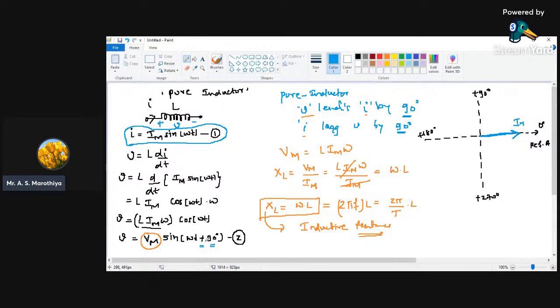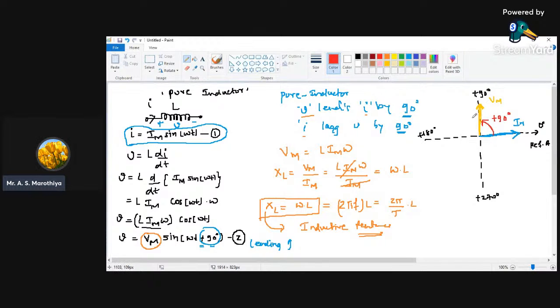Now let us try to indicate V. So here from equation number 2 it is very clear that here we have plus 90. Plus means leading. Leading means we need to indicate them in anti-clockwise, because here we have plus 90. So on this particular axis we need to indicate voltage. So this voltage is going to lead the current. This is going to be Vm. So voltage is going to lead the current by exactly 90 degree. So this is the phasor diagram for pure inductor.